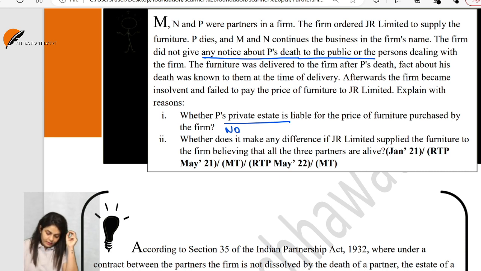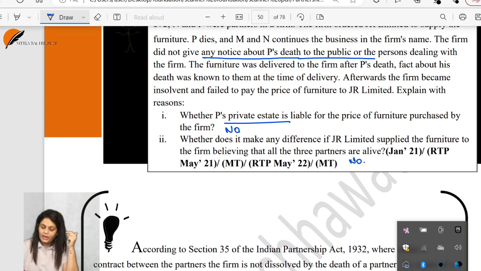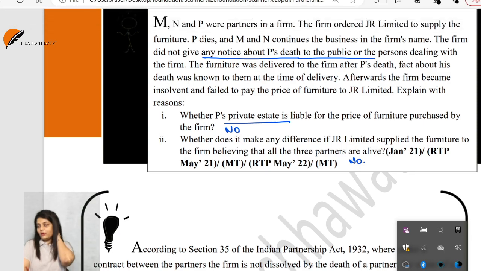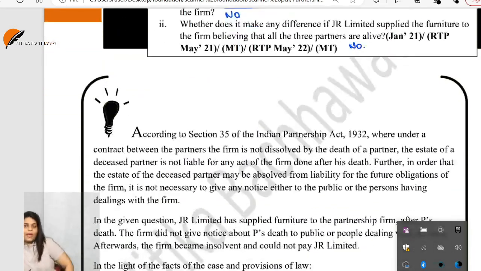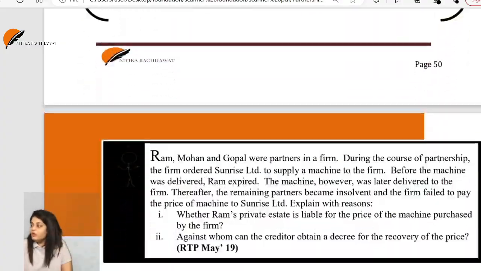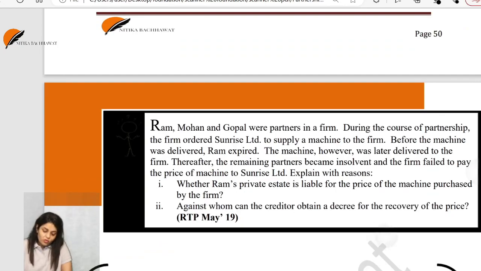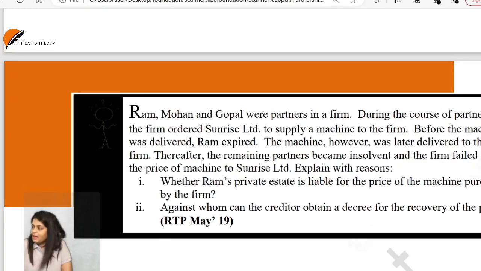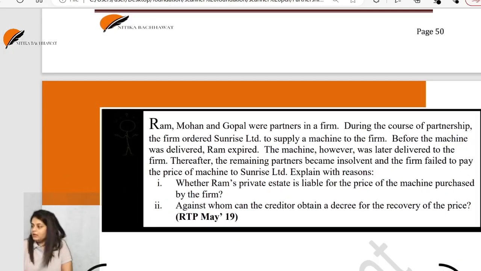Whether it makes any difference if JR Limited supplied the furniture believing that all the three partners are alive? No, it doesn't make any difference at all, because when we talk about liability of a partner, the partner is only liable up to his death, and when we talk about death, we don't have to give any notice to the third party. So even if no notice was given, the third party is not liable at all, right?